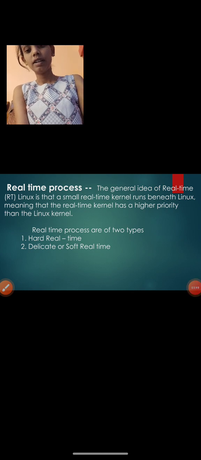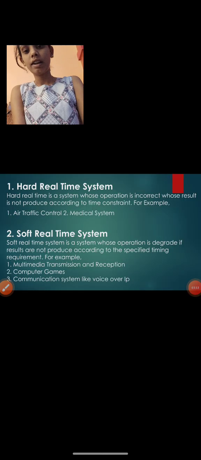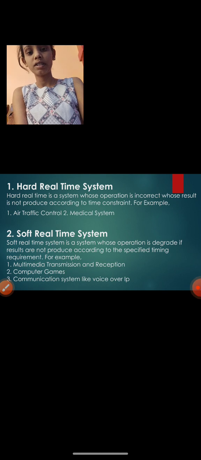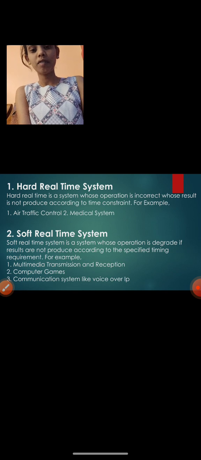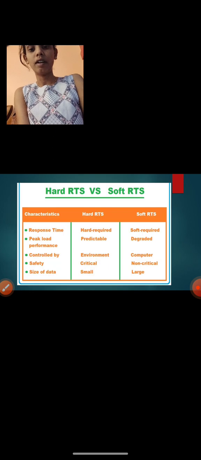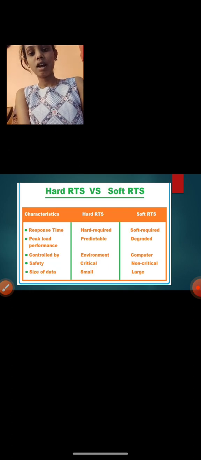Real-time can be divided into two types: hard real-time and soft real-time. A hard real-time system is one whose operation is incorrect if the result is not produced according to the time constraint. Examples are air traffic control and medical systems. In soft real-time, the result will still be produced, but not according to the specified time. Examples are computer games, etc. These are the main differences between hard real-time and soft real-time.